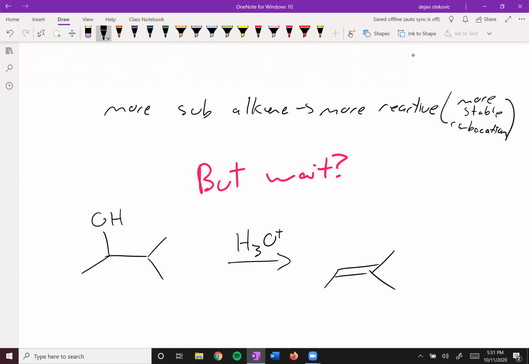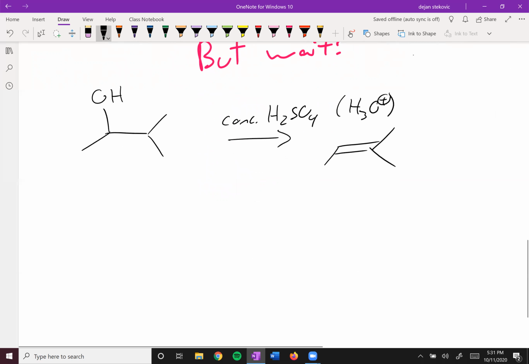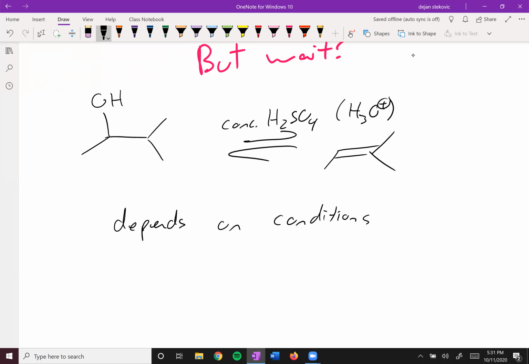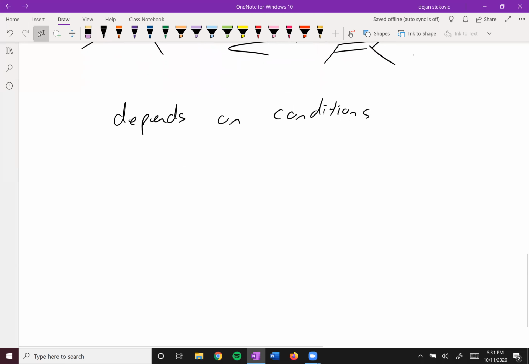To form our alkene, we didn't use H3O plus, we used concentrated H2SO4, but that's the same thing as H3O plus, right? So we told you that was going to form an alkene. Now I'm telling you that the exact opposite is occurring. And so what's going on? Well, it all depends on the conditions. Really, this arrow should be an equilibrium arrow, and so we can push the equilibrium one way or another.